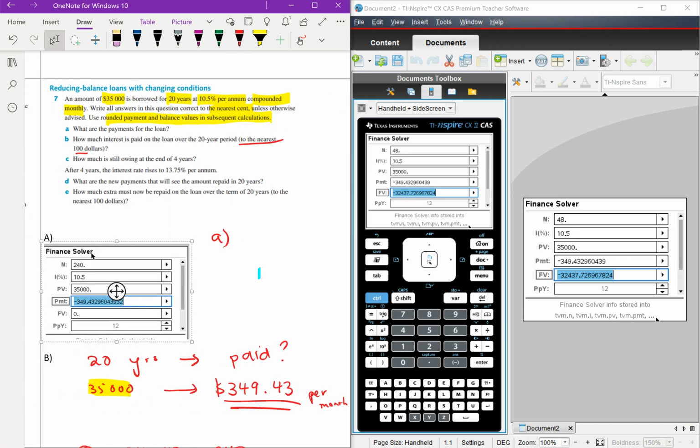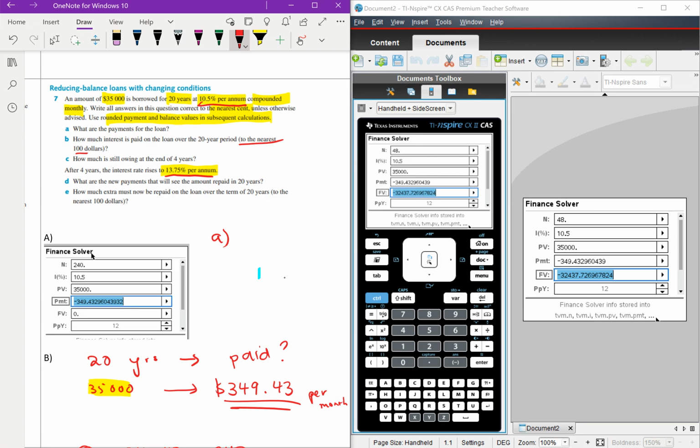Okay. So what are the new payments? Oh, sorry, no. C was how much you're still owing. Yep, cool. Now it says after 4 years, the interest rate rises to 13.75% per annum. So what does that mean? That just means now you started off at 10.5% per annum, but now it is 13.75% per annum.